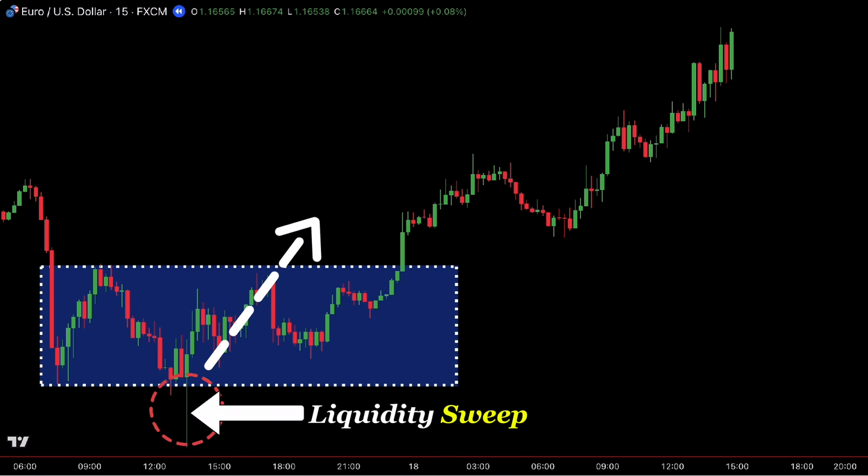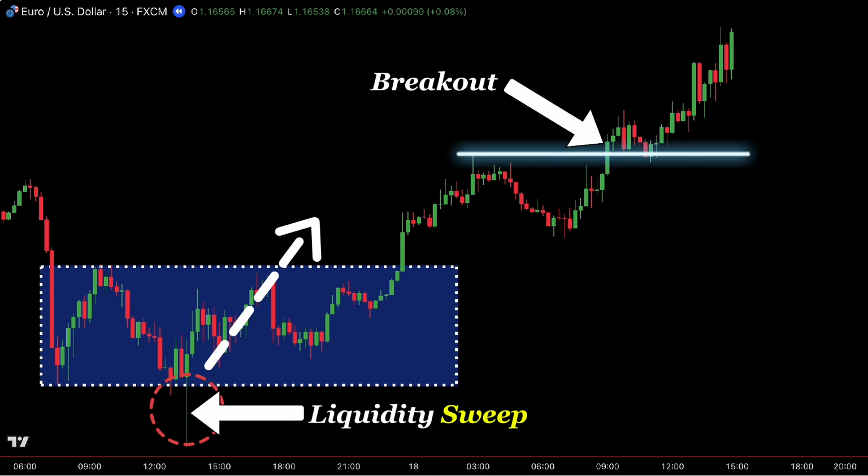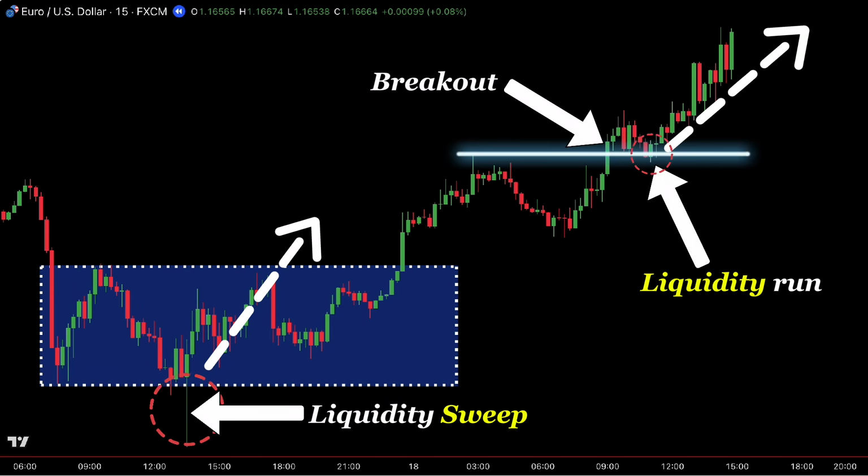Next, the market transitions into an uptrend. You can see price breaking a resistance level, which then turns into support. Price retraces, dips slightly below that new support, and closes back above it. This is a liquidity run. Price collects liquidity but continues with the trend instead of reversing.